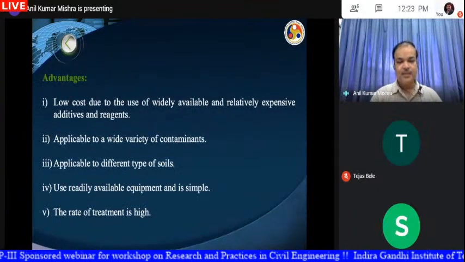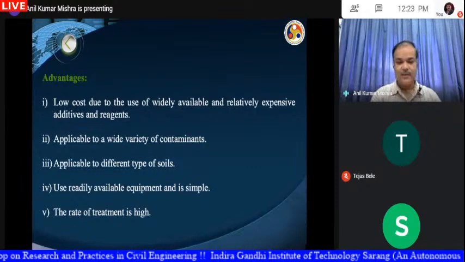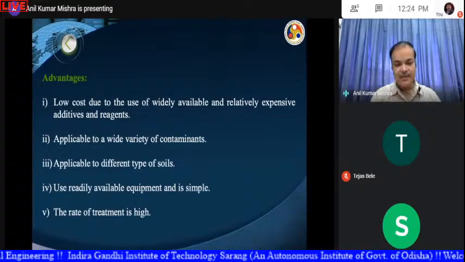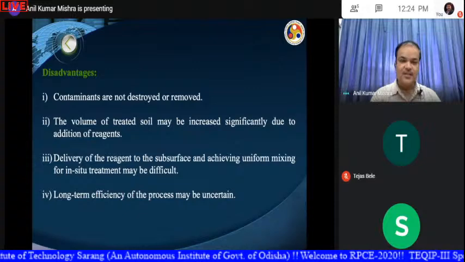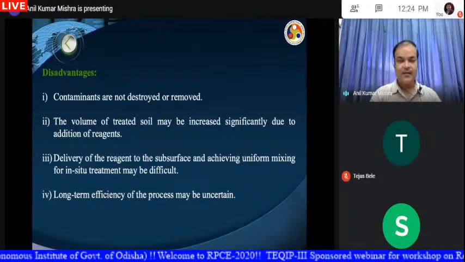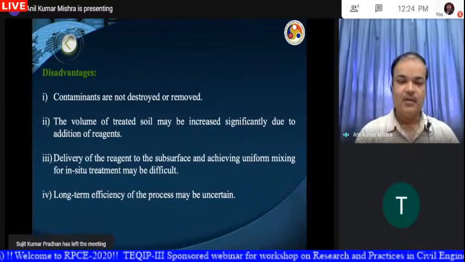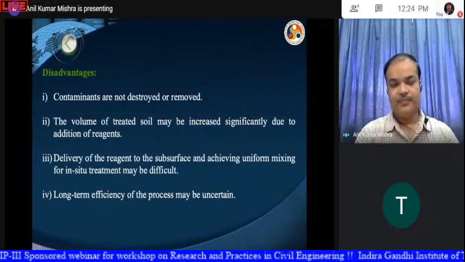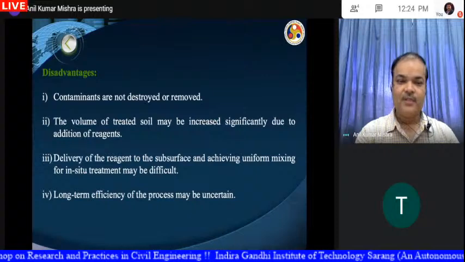The advantage of this method is very low cost, and it is applicable to a wide variety of contaminants and different kinds of soils, and the equipment is very simple and easily available. The rate of treatment is also high, but the disadvantage is it will neither remove nor destroy the contaminants. And also when we add some chemicals to it, the volume of the contaminated material will also increase. And also what happens in the future, we don't know. So these are certain disadvantages of this method.